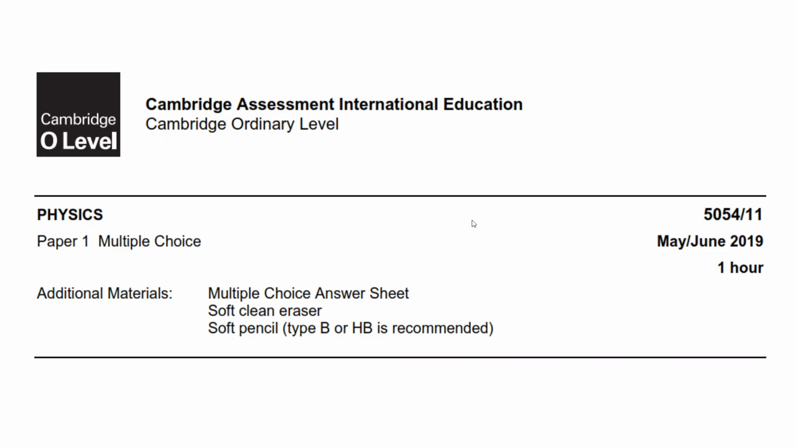Hello and welcome. This is physics paper number 1, multiple choice. The subject code is 5054. This is the May-June 2019 exam, and this is version 1 of this paper. Let's start.